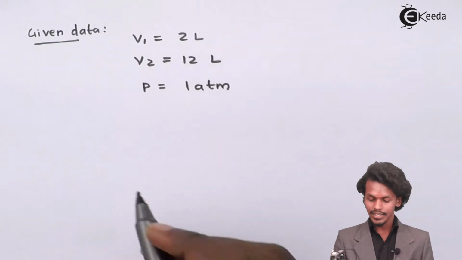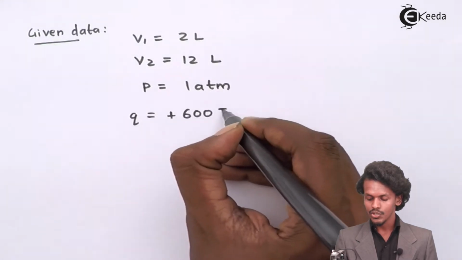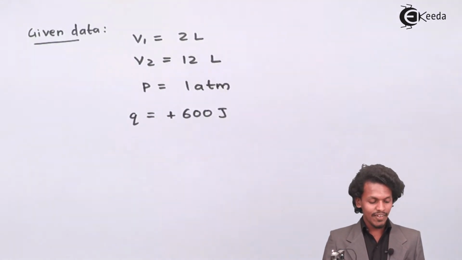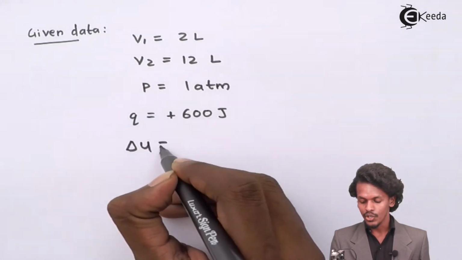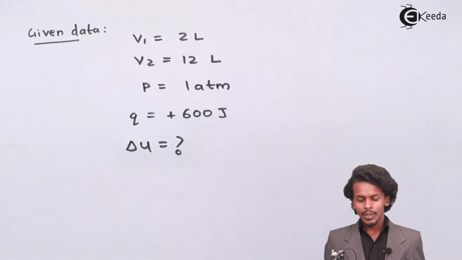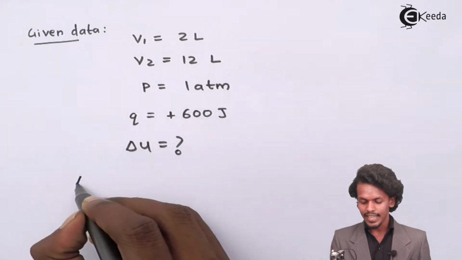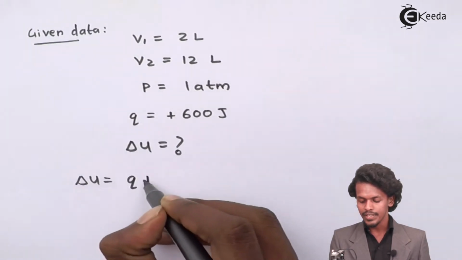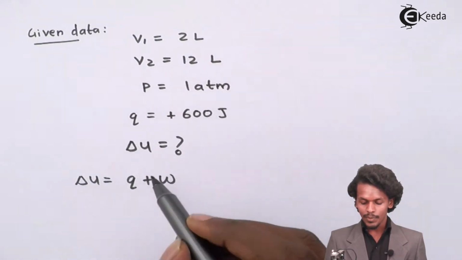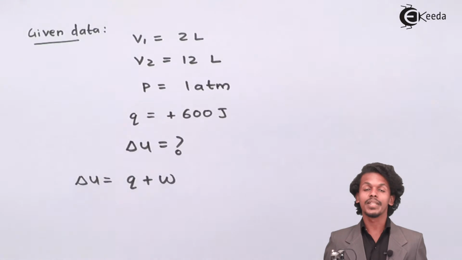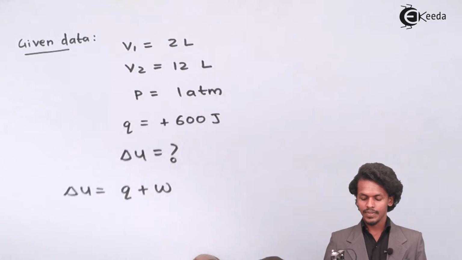So the heat Q will be positive 600 joules, and they have asked us to calculate the change in internal energy, that is delta U. We know the formula is delta U is equal to Q plus W. So the first thing we have to calculate is the value of W, so that we can find the value of delta U.